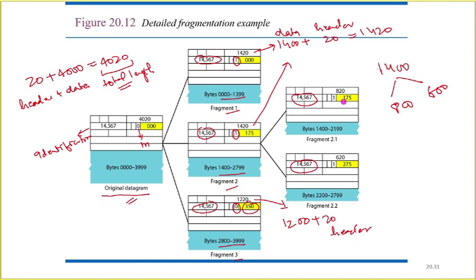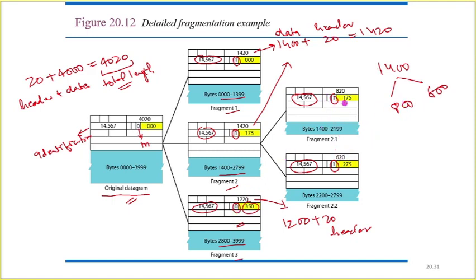And here also the M value is 1 because more fragments are available. Here also M is equal to 1 because more fragments are available. This one is the last one. So the last fragment will have the value M equal to 0. Otherwise, they will have the value 1.